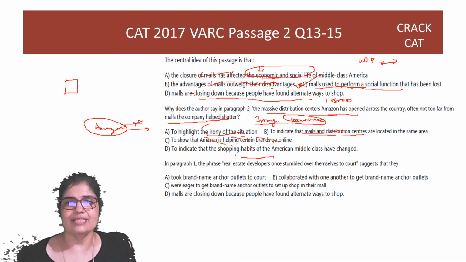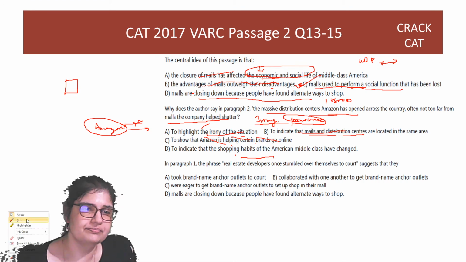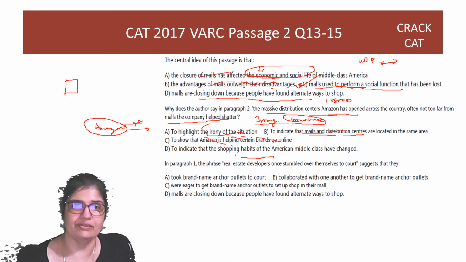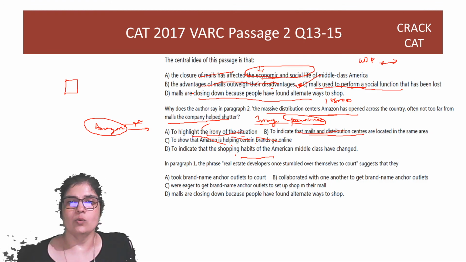The one that seems very close is option B. But the reason the example was given, right, is to show that yeah, some of the jobs that were lost were given to the people who were working in Amazon, which was only close by, right?